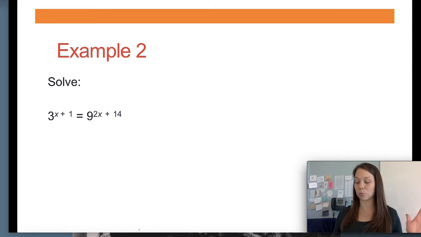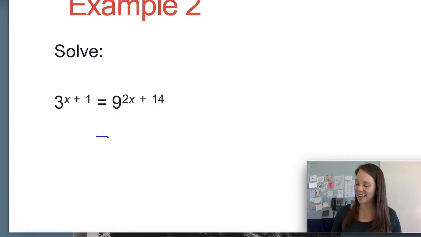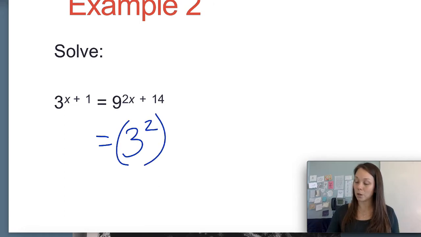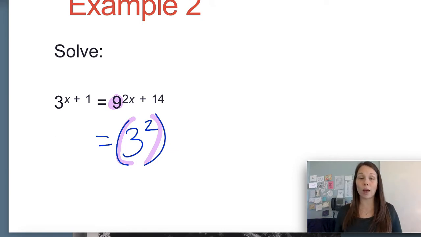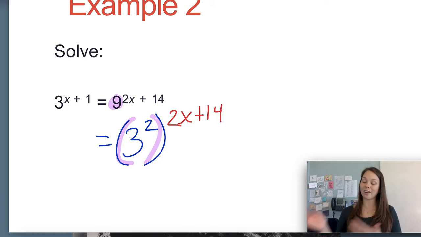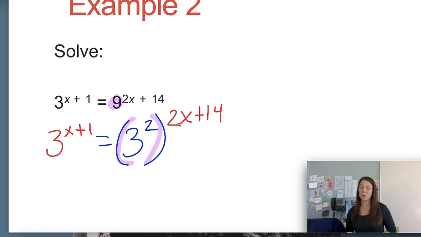And you're like, whoa, that's really confusing. This is what I mean. 9 is the same thing as 3 squared. So originally I had 9 to this exponent of 2x plus 14. Well, I've replaced 9 to have a base of 3 because I've rewritten 9 to be 3 squared. So that 3 squared has an exponent of the original setup of the problem, 2x plus 14. The other side of the problem doesn't need to change at all because it already has a base of 3. So notice, now my bases match.